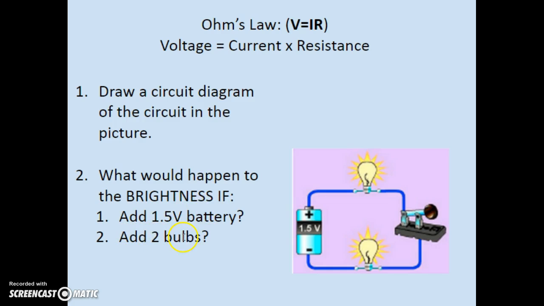However, if I add 2 bulbs, if I double the number of resistors, I'm going to be decreasing my current. We're assuming that the voltage is constant. So doubling resistance is going to be 1/2 of the total current. So the bulbs, we'll see them as getting dimmer. There's your introduction to circuits.